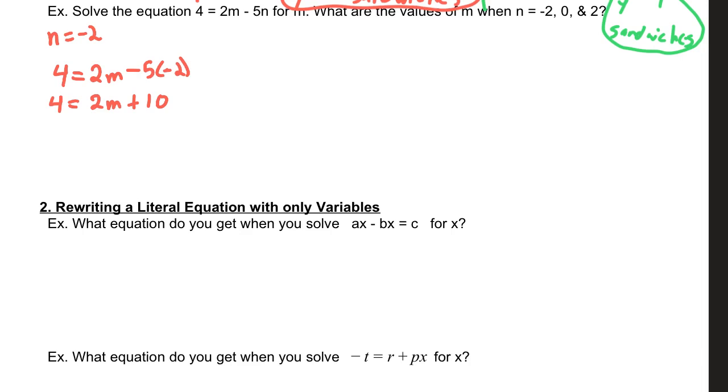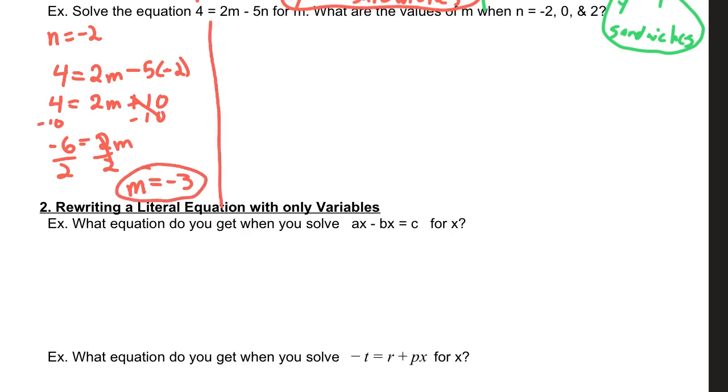To keep solving, subtract 10. This becomes negative 6 equals 2m. And to finish solving, I would divide both sides by 2. So in the end, my solution, m equals negative 3. So what you're doing is you're substituting in the given value and getting out the other value, okay? So when we're able to substitute the value in and then solve for the other variable.